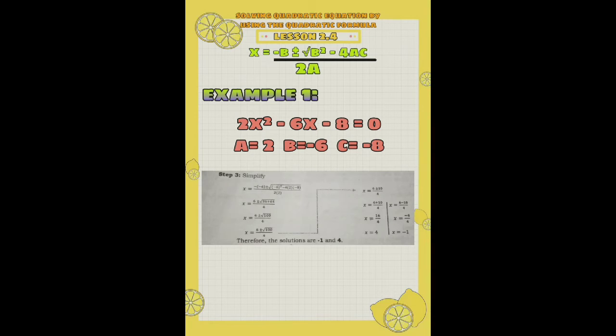2x squared minus 6x minus 8 is equals to 0. So now, after knowing the equation, we will find the value of a, b, c. The a is 2 and not 2x because x is not a number. And b is negative 6. Always tandaan na isama ang sign ng number. And c is negative 8. Then solve using the formula.